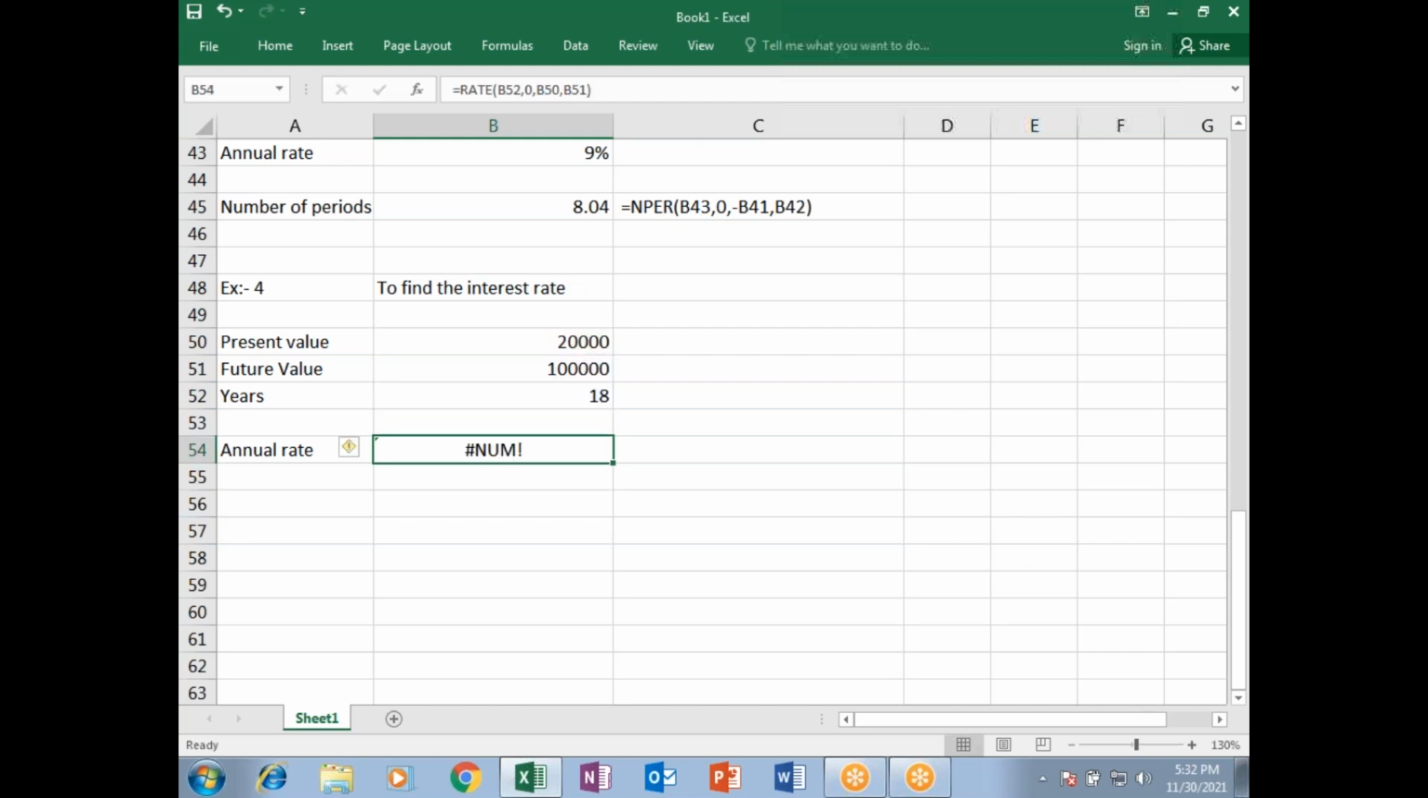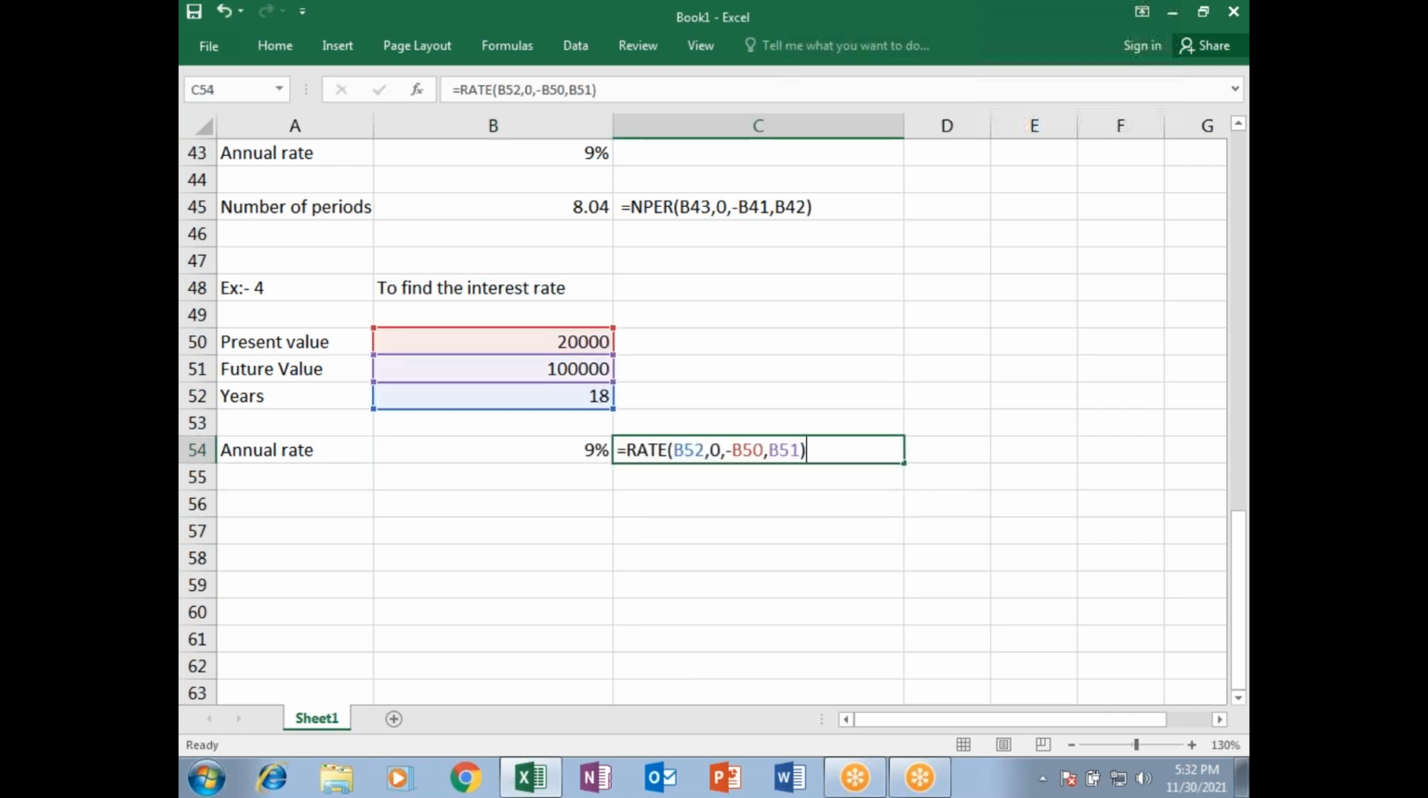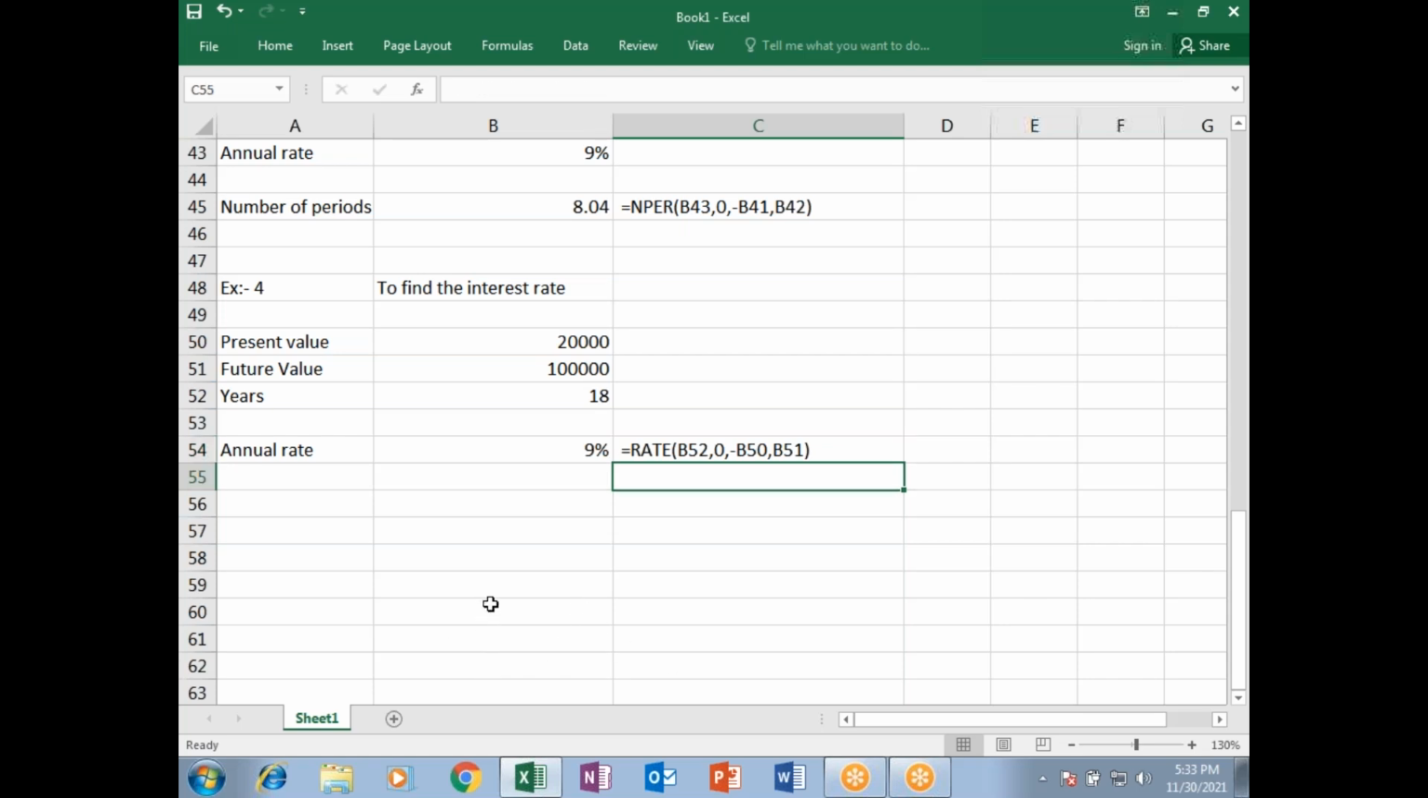So here also if I enter, I'll get the error. As I have minus on my present value, here I should give a minus symbol to the present value. So the present value should have a minus symbol. So it is giving 9%. Second, I'll give 10 minutes. You do everything up to the interest rate. For that you also do the goal seek.